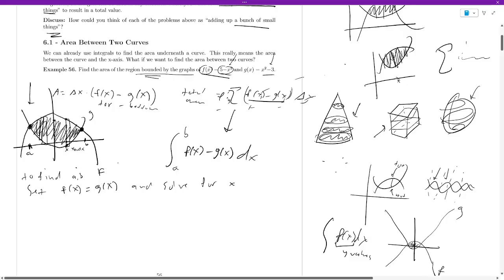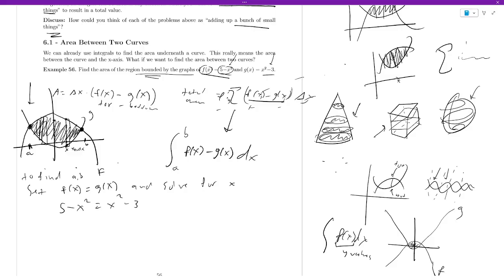In our case, we have a specific function. So f is 5 minus x squared. g is x squared minus 3. So that's the algebra I have to do. I have to solve this for x. Whatever x value I get, actually, I'm going to get two. We'll see. One of them is going to be a, and one of them is going to be b. So that's what we have to do.